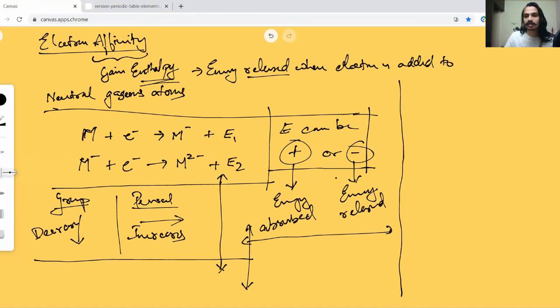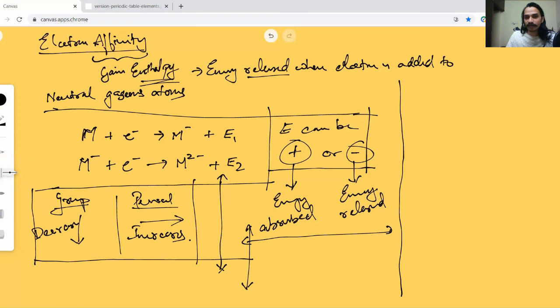And what is the meaning of negative energy and positive energy? That is the most important thing about understanding this energy. Negative means the atom is releasing energy. Positive means we are giving the energy to the atom to make the ion. And the trends: when we go down a group, the enthalpy decreases, and as we go towards the right, it increases.